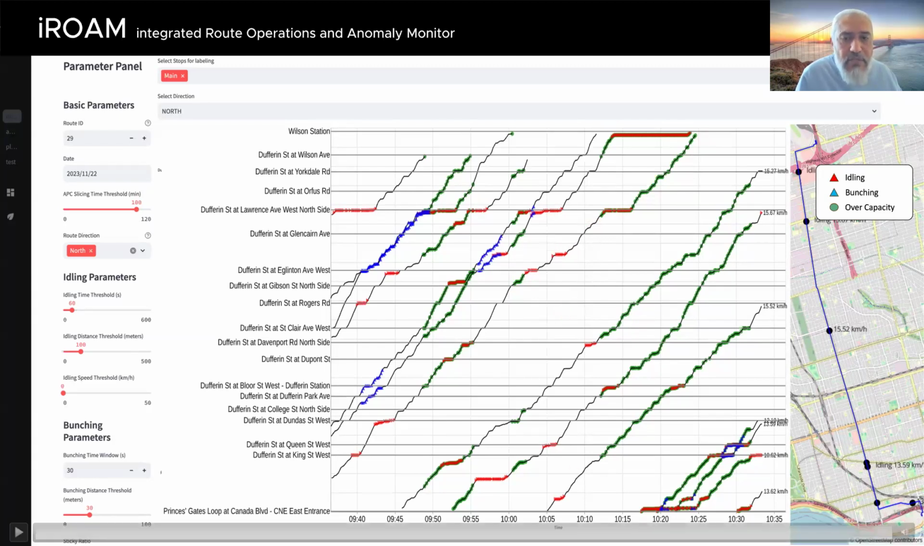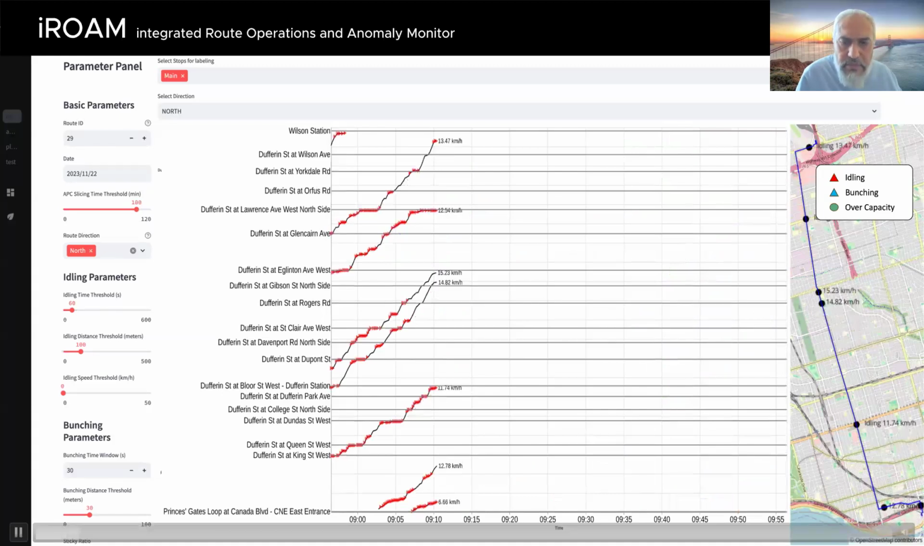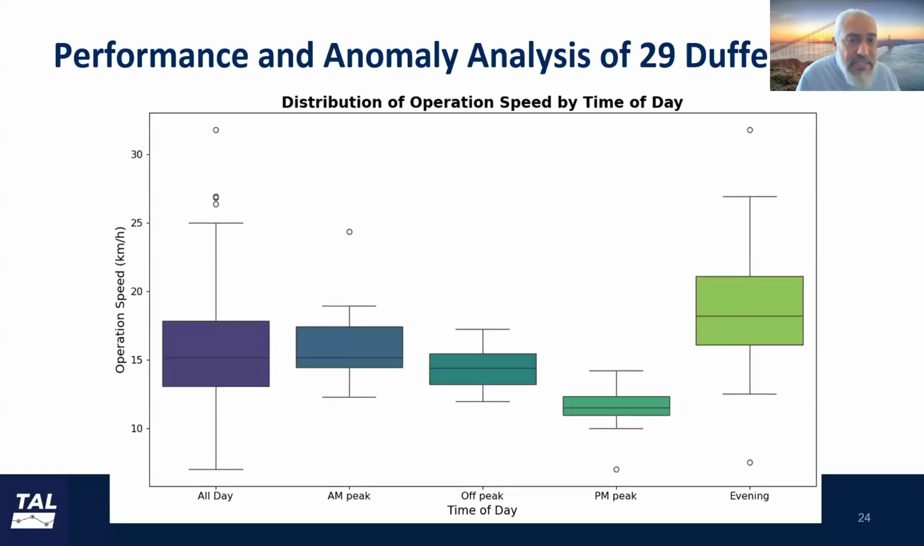But the analysis part of IROM is that it can give you, let's say for yesterday, the box plot for the average speed for the whole day or for each time period. So we see, for example, in the evening, it is relatively higher than the peak periods. The evening peak period is the worst, a little bit higher than 10 kilometers per hour. The morning peak period is a little bit better, and the off peak or midday is better.